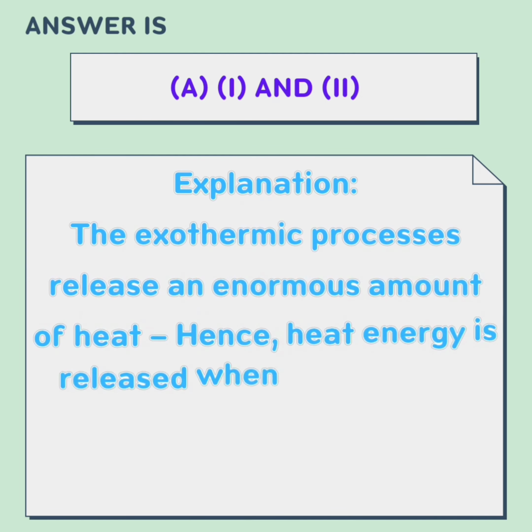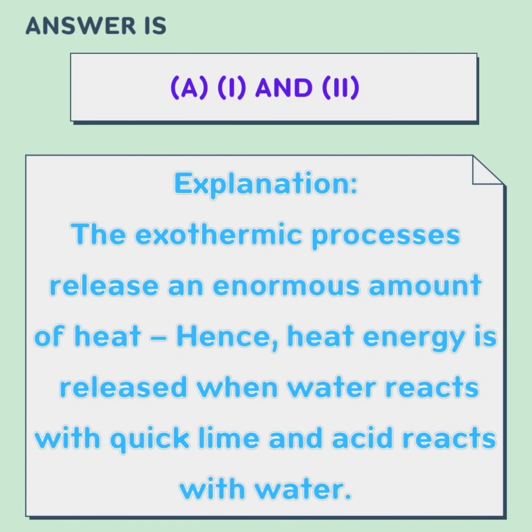1 and 2. Explanation. The exothermic processes release an enormous amount of heat, hence, heat energy is released when water reacts with quicklime and acid reacts with water.